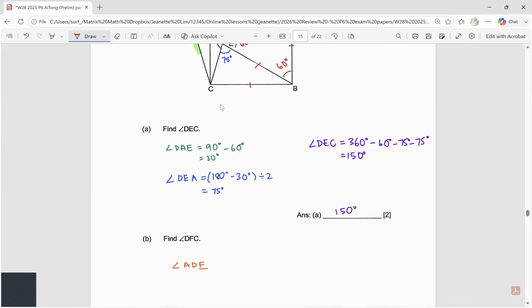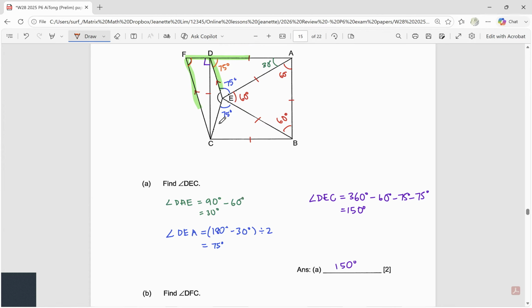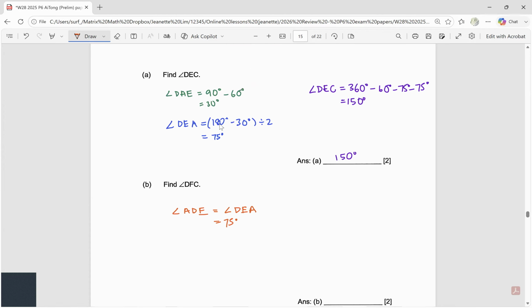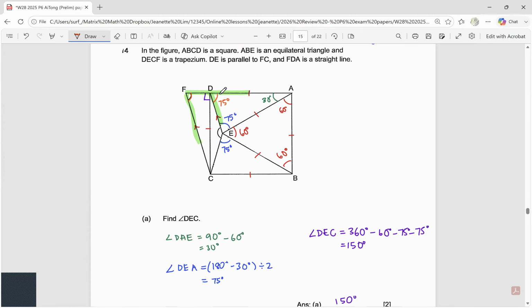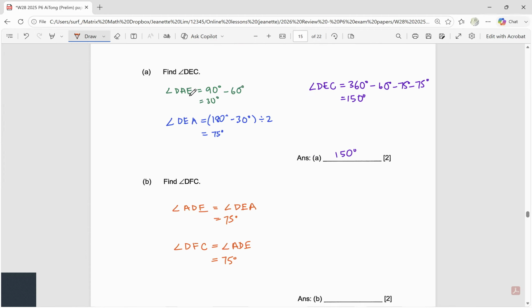Okay, so ADE, wait, ADE is the same as DEA, which is 75. DEA is this one. Then ADE, then DFC equals ADE, which is 75 as well. DFC, ADE, these two are equal. So this is 75.